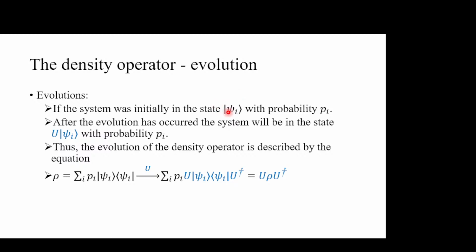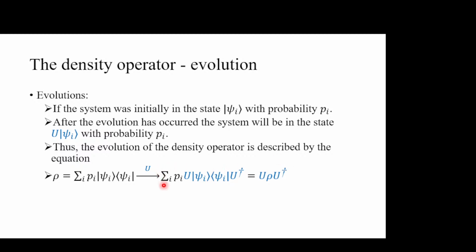So you start with an ensemble of p_i and psi_i. After the evolution, you have an ensemble of p_i and U psi_i. Let's see how the density operator evolves. Before the evolution, by the definition of the density matrix, it is the summation over i of p_i times psi_i psi_i. After evolution, also by definition, it is the sum of p_i times the projector onto U psi_i, so U psi_i psi_i U dagger.